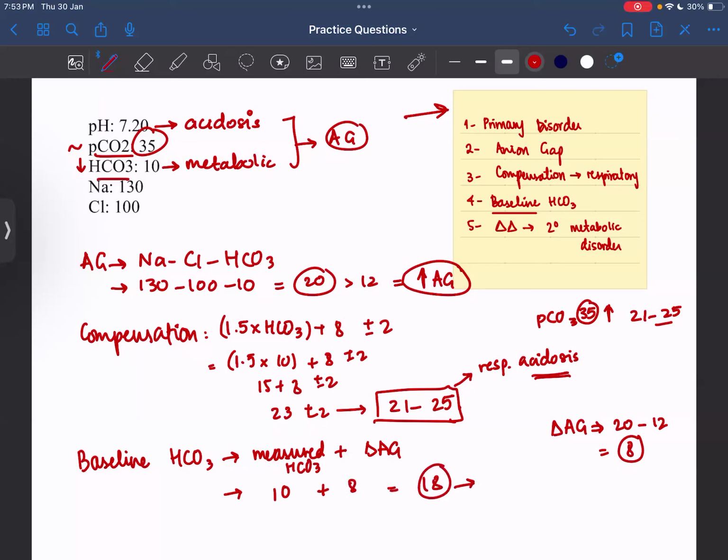18 is nowhere near 24, and 24 is what the normal bicarb in our body is supposed to be. It's nowhere near close to that, which means that we already had some sort of acid-base defect before the metabolic acidosis even started. Because the bicarb in this case is lower, we would assume that a lower bicarb means acidic, and so this would be metabolic acidosis. We're going to call this a baseline metabolic acidosis.